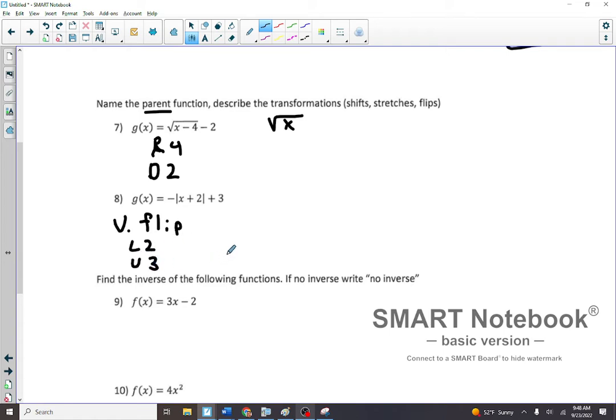And the parent function is just what? Absolute value, good. So that's just what it looks like. This is the parent function, and I will give you the parent function on the test so you don't have to draw it. But it's usually obvious because there's only one thing happening to it.